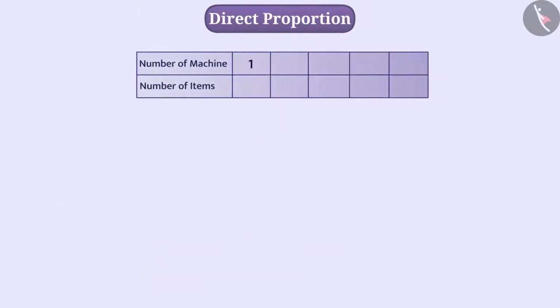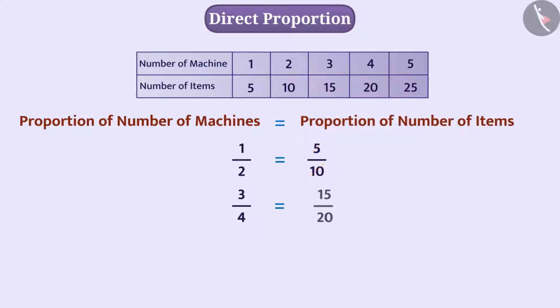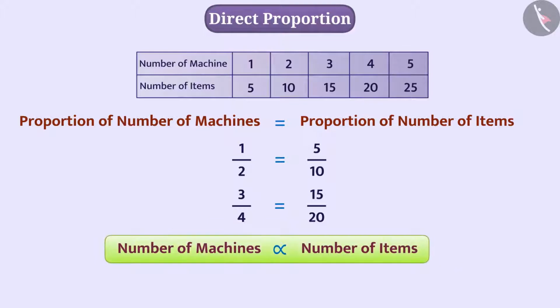A machine makes a few items in a day. If we increase the number of machines, what will be the effect on the number of items produced? Think. Yes, here the number of machines will increase or decrease in the same proportion. The number of items will also increase or decrease. Therefore, we can say that the number of machines and the number of items are directly proportional.